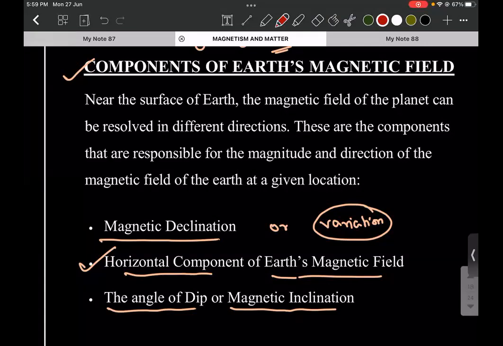The next is something called the angle of dip, or the angle of dip is also called magnetic inclination. So one is called declination and the second is called inclination. Why we call it inclination: I'm not sure if you have seen this. When you take a compass, generally the needle doesn't stay constantly level. It is not stable. It will actually go like this. Have you ever observed it?